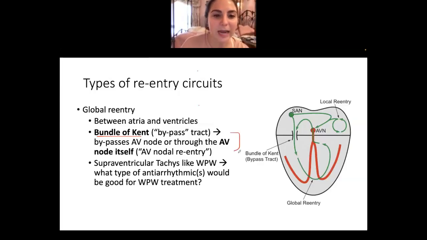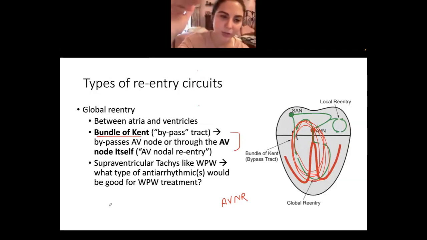So that's what we call AV nodal reentry. You might even see it cause an AV nodal reentry tachycardia, an AVNRT. That's what they're talking about. It's going through this bypass pathway through the bundle of Kent, and then it just goes over and over again through the AV node and back through the bundle of Kent, through the AV node, back through the bundle of Kent. So that's called AV nodal reentry.